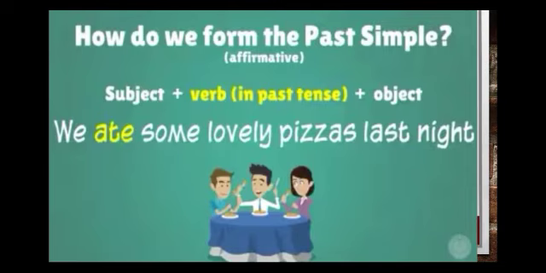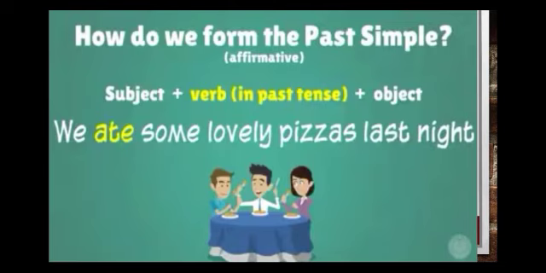Now let's look at the sentence structure or the formula of simple past tense. So children, if we want to write down a sentence of past tense, first of all, we write down the subject. The subject can be either singular or plural. Then we write down the verb in the second form. After that, if required, we write down the object and complete the sentence.